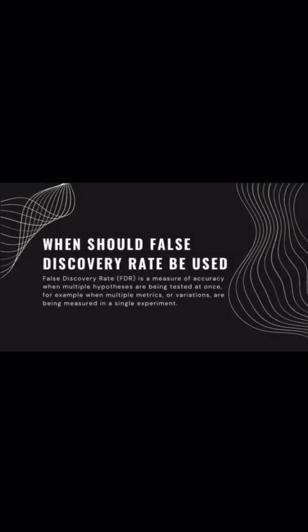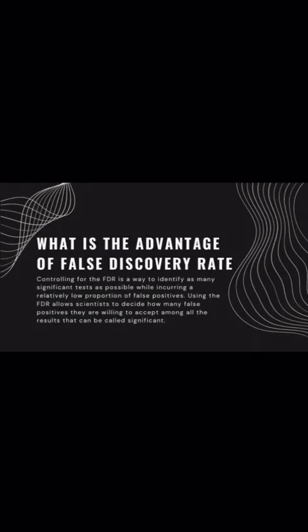False discovery rate is a measure of accuracy when multiple hypotheses are being tested at once. For example, when multiple metrics, or variations, are being measured in a single experiment. The advantage of false discovery rate is controlling for the FDR is a way to identify as many significant tests as possible while incurring a relatively low proportion of false positives. Using the FDR allows scientists to decide how many false positives they are willing to accept among all the results that can be called significant.